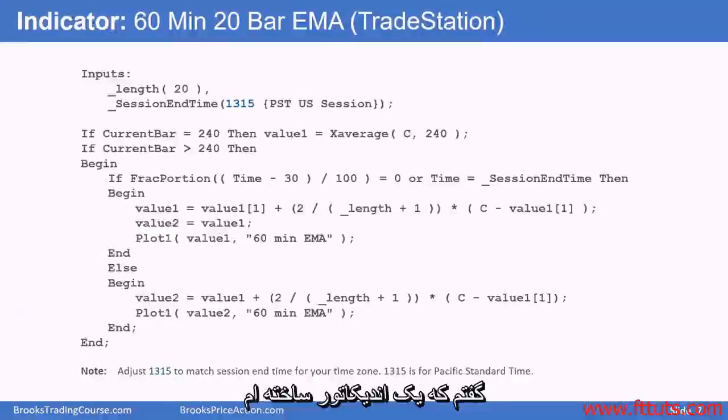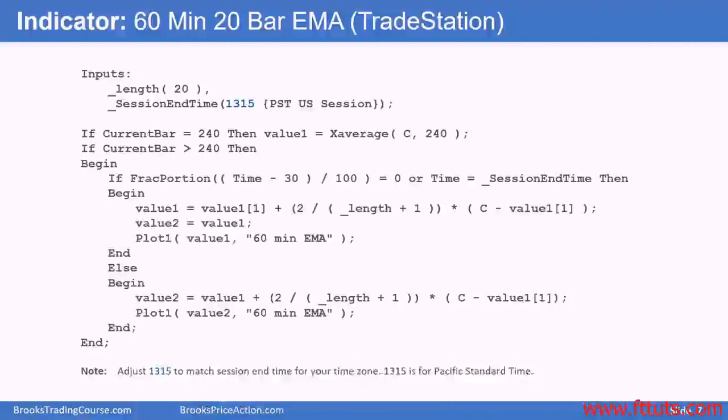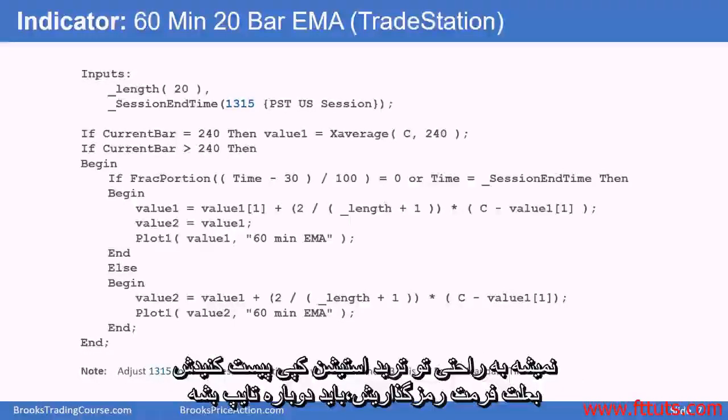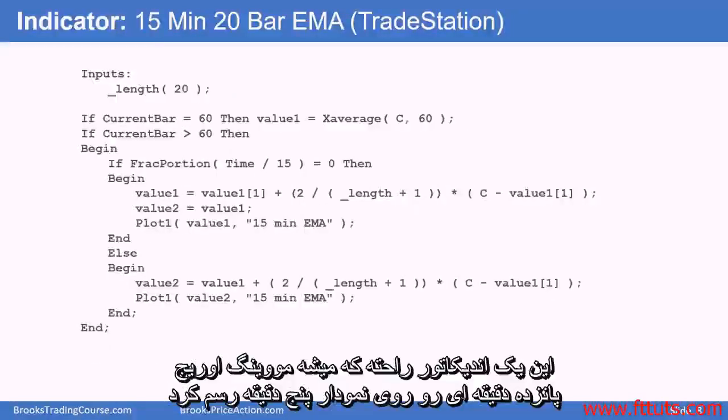I mentioned that I wrote a formula or an indicator in TradeStation that allows me to plot pretty accurately the 60-minute 20-bar exponential moving average on a 5-minute chart. You cannot simply copy this and paste it into TradeStation because of hidden formatting codes, so you have to type it out every little character one at a time. This is a comparable indicator. It allows me to plot the 15-minute 20-bar exponential moving average on the 5-minute chart.